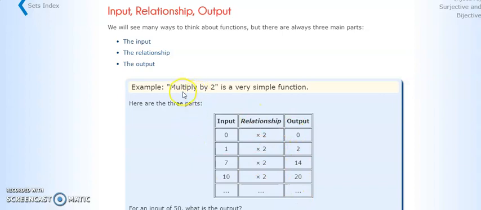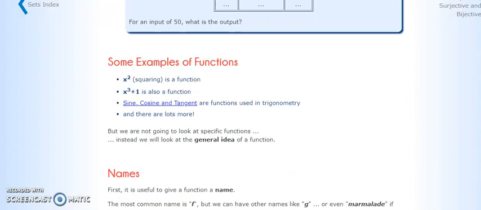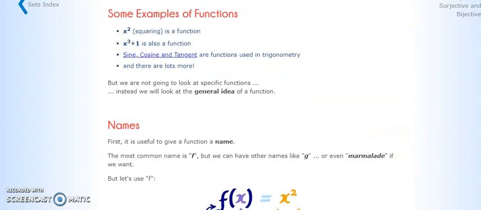So what is this function? The function is multiplying by 2. So 0 multiplied by 2, you get 0. If you multiply 7 by 2, you get 14. So what will be the output of 50? If the input is 50, the output will be 100. There are lots of examples of functions, you can just go through that. x squared is a function, and x cubed plus sine x, tangent, these are examples of functions.